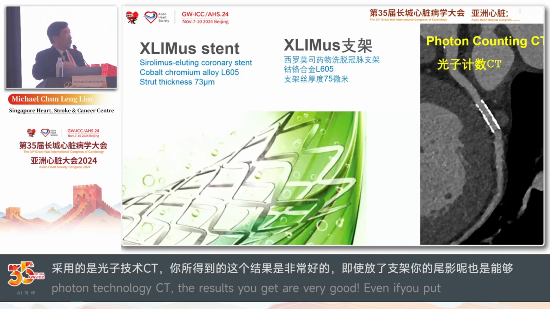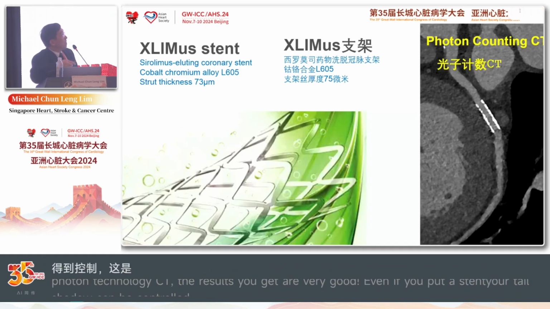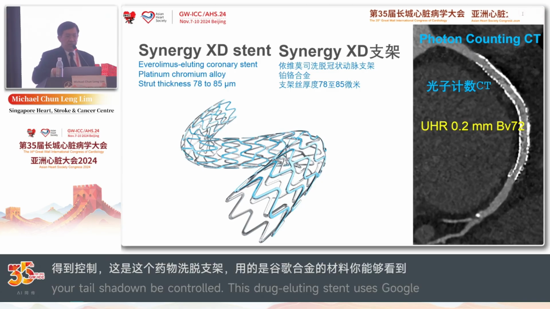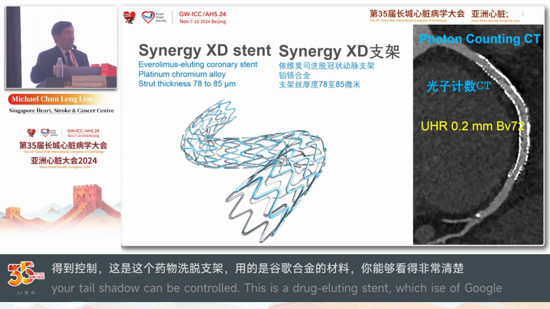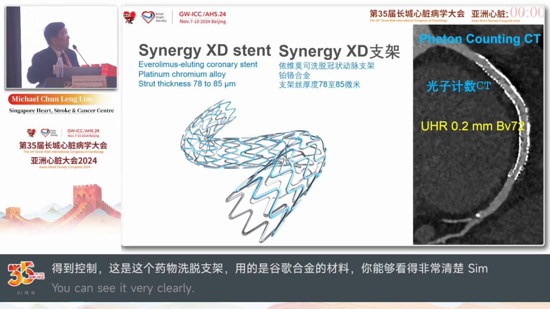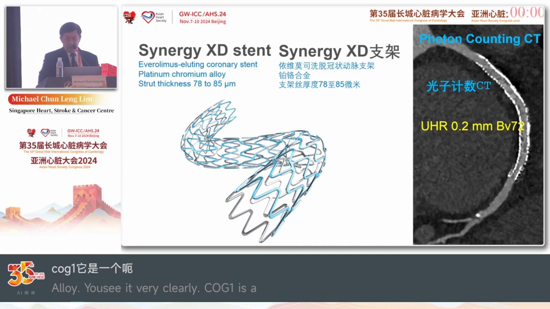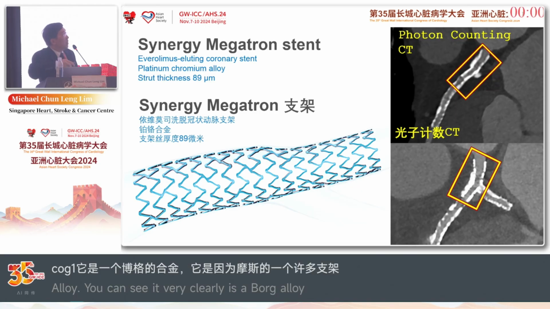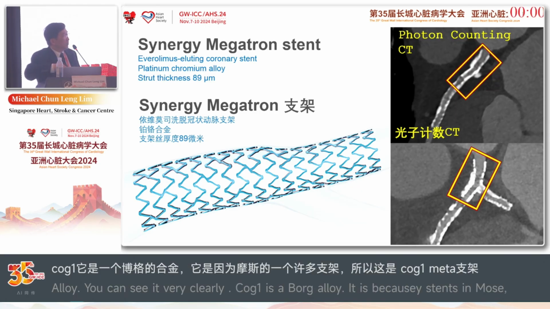Excimer stent, also a cobalt chromium alloy. You can see the pictures are very good. Synergy is a platinum chromium alloy. You can also see it quite clearly. And this is a Synergy Megatron. This one's a left main, and there's an overlap, so there are 2 layers of stents here. But even with the 2-layer stent, you can still see clearly.